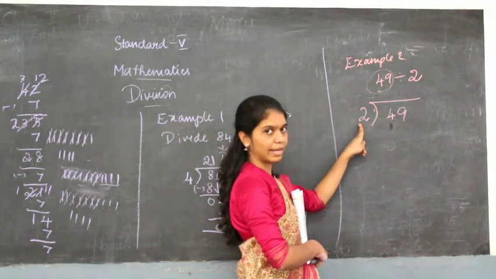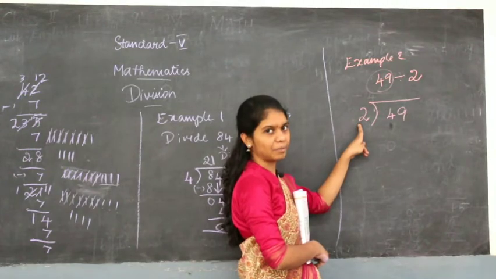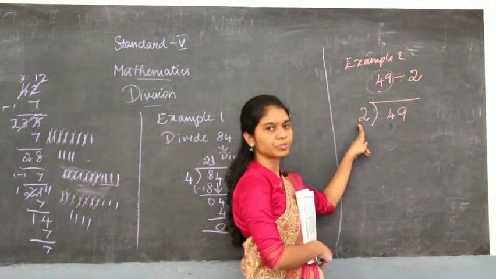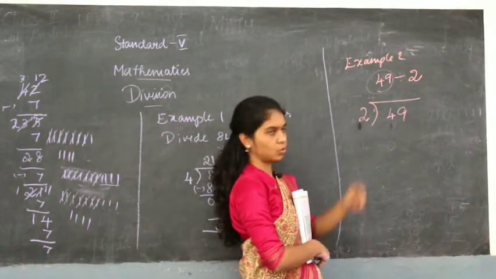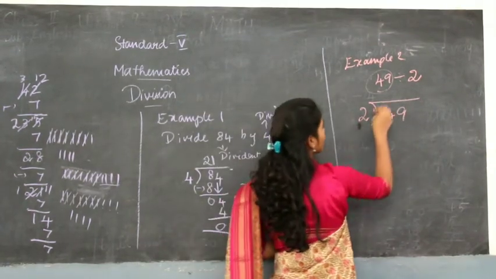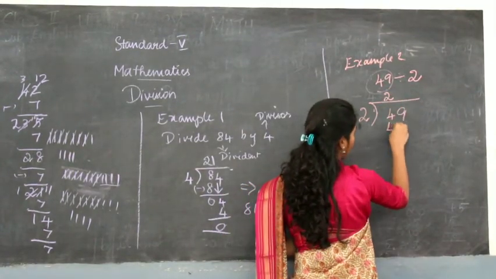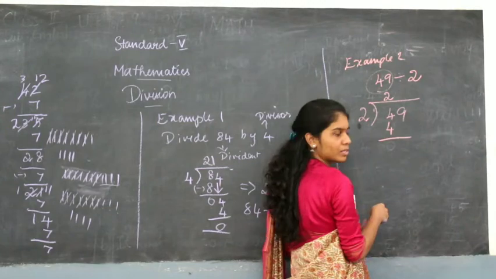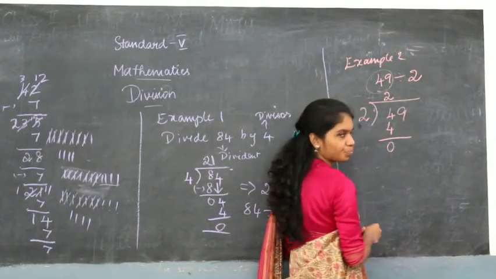Divisor is smaller, right? So you start telling tables. 2 ones are 2, 2 twos are 4. 4 you got. So 2 twos are 4. 4 minus 4 is 0. Right.